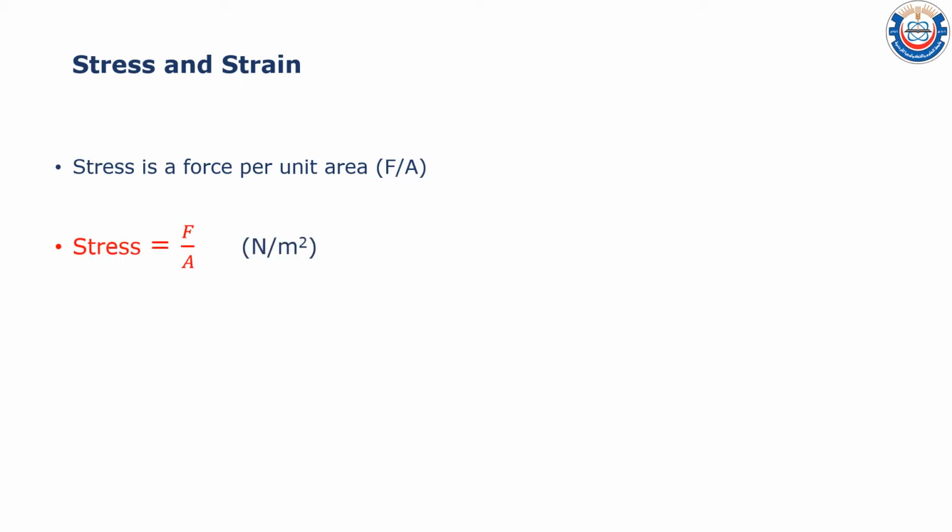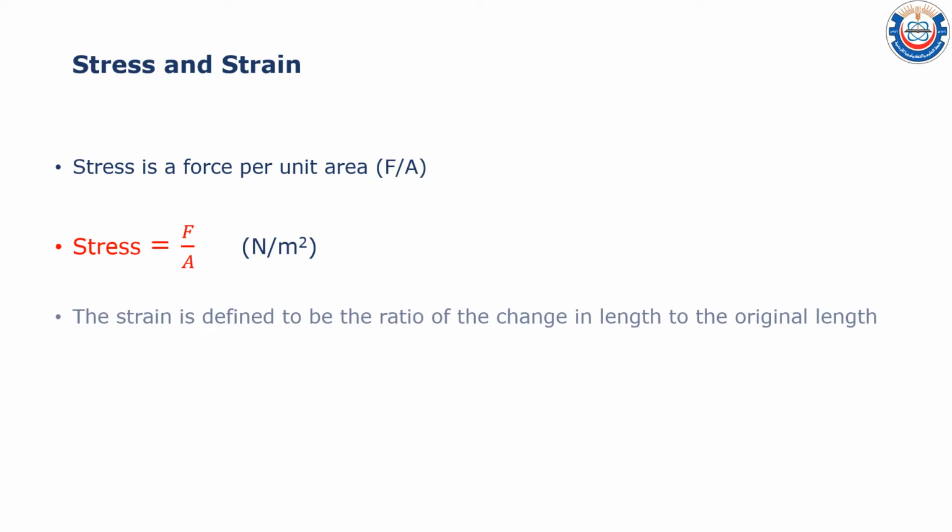Stress and strain, both concepts are related to the Young's modulus. Stress is a force per unit area and has a unit of Newton per meter square. Strain is defined to be the ratio of the change in length to the original length, delta L over L naught, and has no units; it is dimensionless.